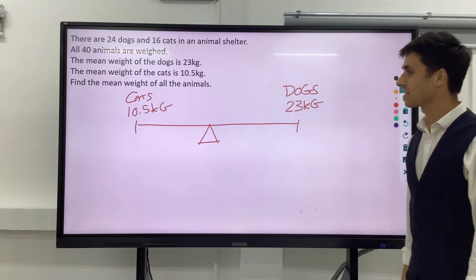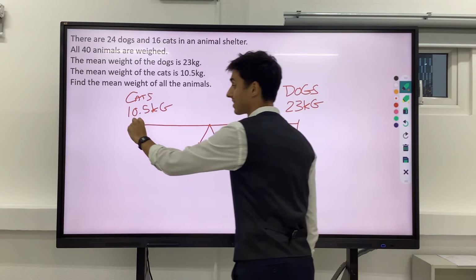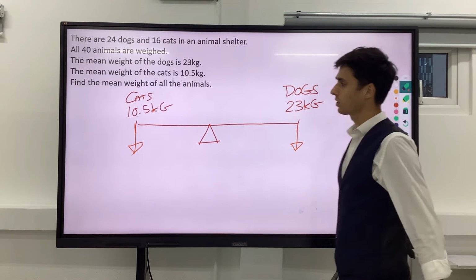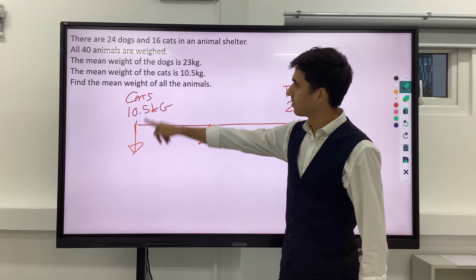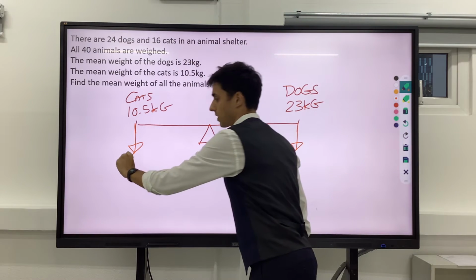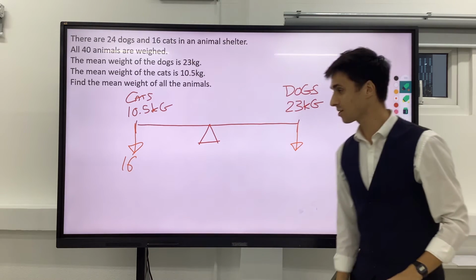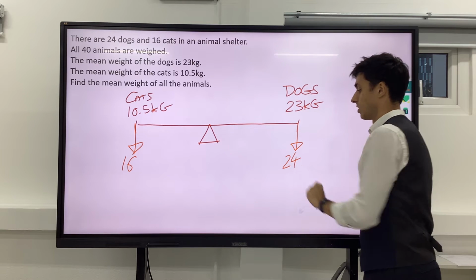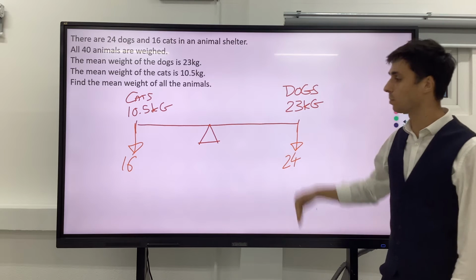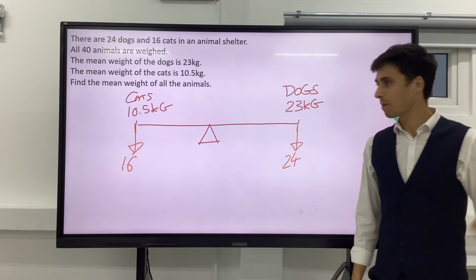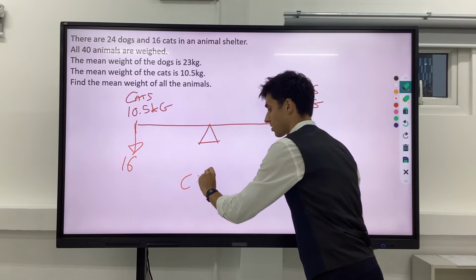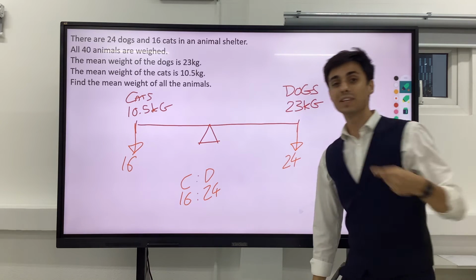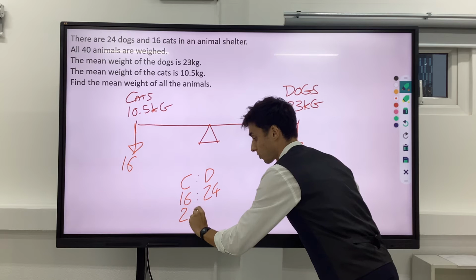Our next step then is thinking about the forces pulling down on either end of this seesaw. So the cats, there were 16 of those, so we can say they've got force of 16. The dogs here have got 24. They've got a force of 24 pulling down. Think about the ratio then. So cats to dogs, 16 to 24. This simplifies as 2 to 3.